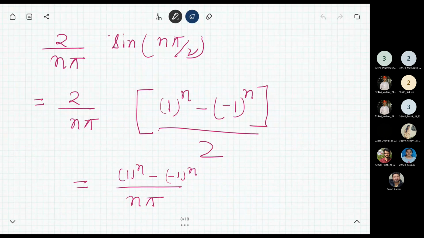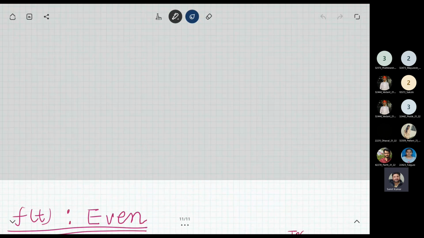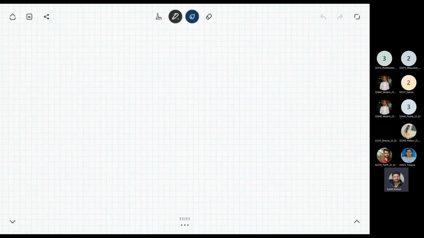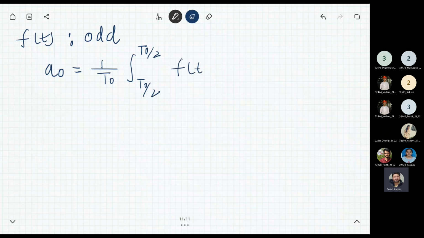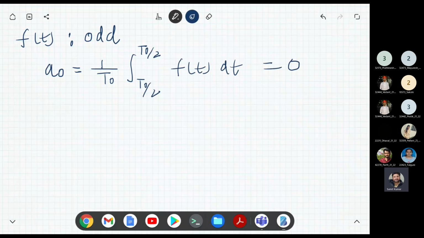Okay, so for even symmetry we already know. Let's talk about odd symmetry. If Ft is odd, what will happen in that case? What will be the value of a naught? 0. So it is 1 by t naught integration between minus t naught by 2 to t naught by 2, and you have ft which is odd, dt. So this will be automatically equal to 0, right? What is going to be your an?